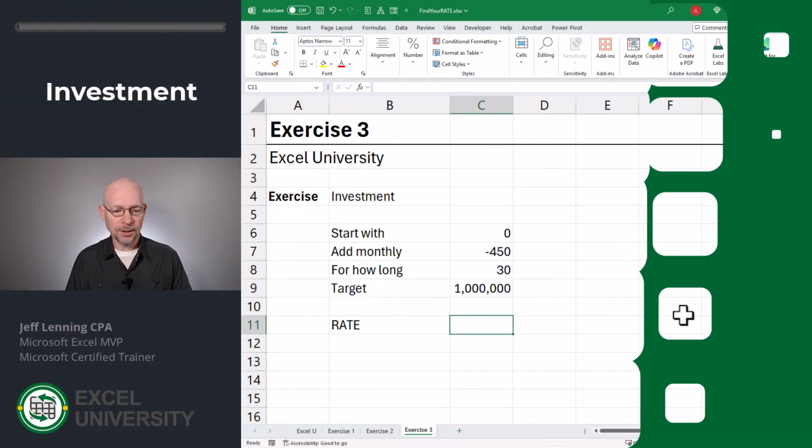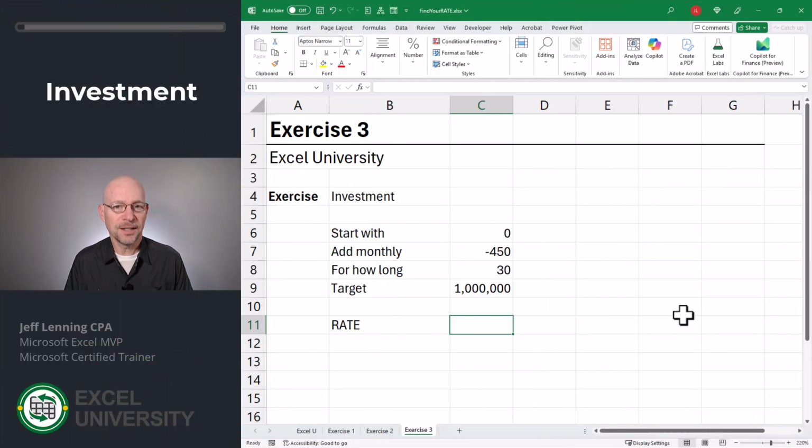Exercise 3. Here, we're going to calculate the interest rate needed to achieve our investment goal. So we set up some input cells. How much am I starting with? What can I invest monthly? How long? And what's my target? So to figure out what interest rate we need to achieve this goal, here's what we do.